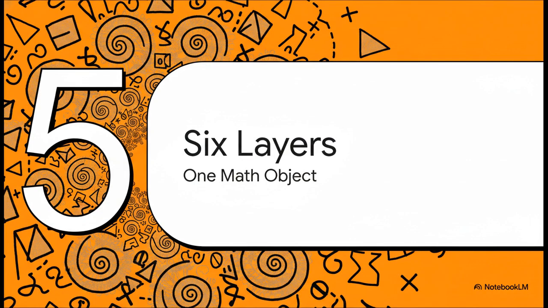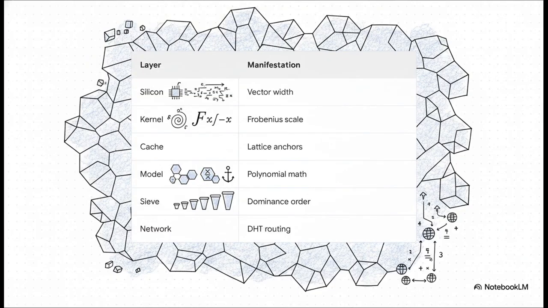Section 5. 6 layers, 1 object. This perfectly synthesizes the core theme of the Prime Power Transformer. Listen, there is exactly one mathematical object here, a discrete lattice over a cyclotomic ring, but it manifests across 6 distinct architectural layers. Down at the silicon layer, it dictates vector width and 30-bit integer precision. Up at the kernel layer, it acts as the Frobenius row scale and the matmul. Over at the cache layer, it projects key values right onto those tiny 63-byte lattice anchors.